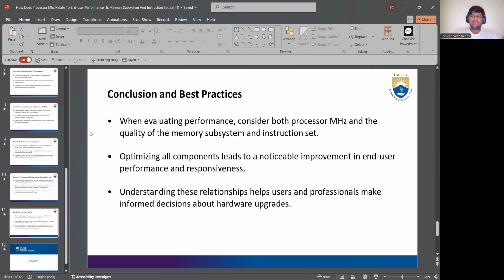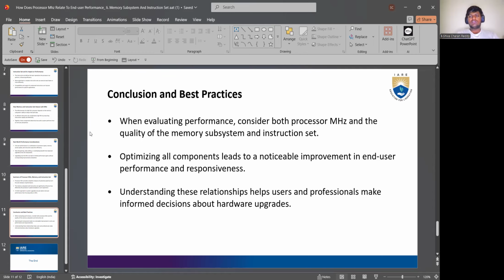When we evaluate performance, we should consider both processor megahertz and the quality of the memory subsystem and instruction set. We should not consider only the processor megahertz or only the memory subsystem itself. We should consider all things equally. Only then can we get a proper end user experience.